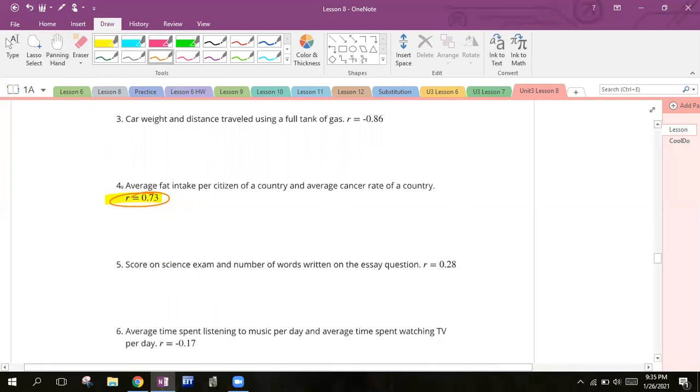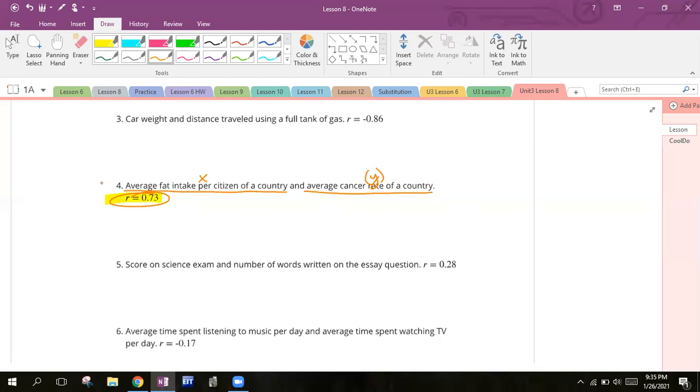We have the amount of fat intake per citizen of a country and the average cancer rate of a country. So they're trying to see if there's a correlation between how much fat you eat in your diet, like fatty foods, and whether that causes cancer. Right here we've got 0.73, which isn't super close to 1, but it's not really close to 0 either. It's honestly closer to 1, but you wouldn't actually consider this strong.